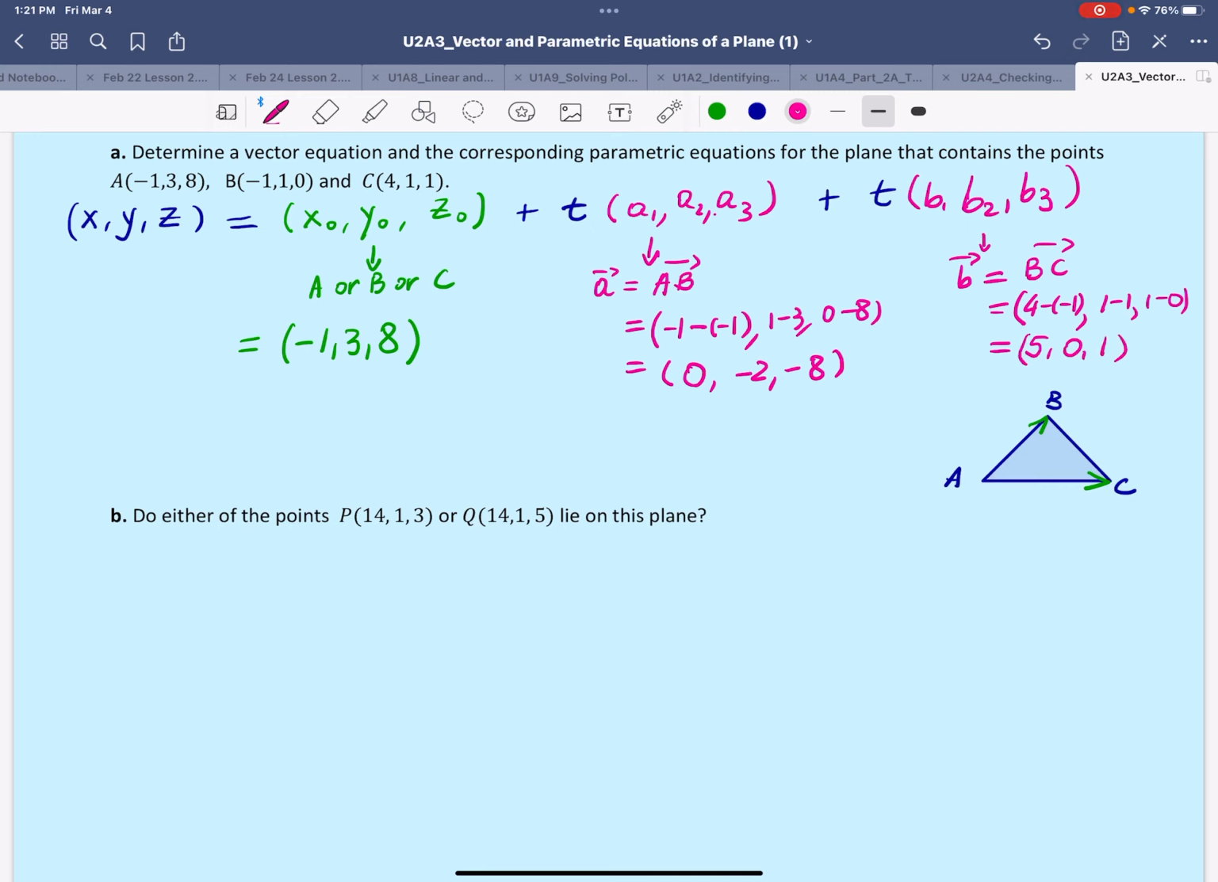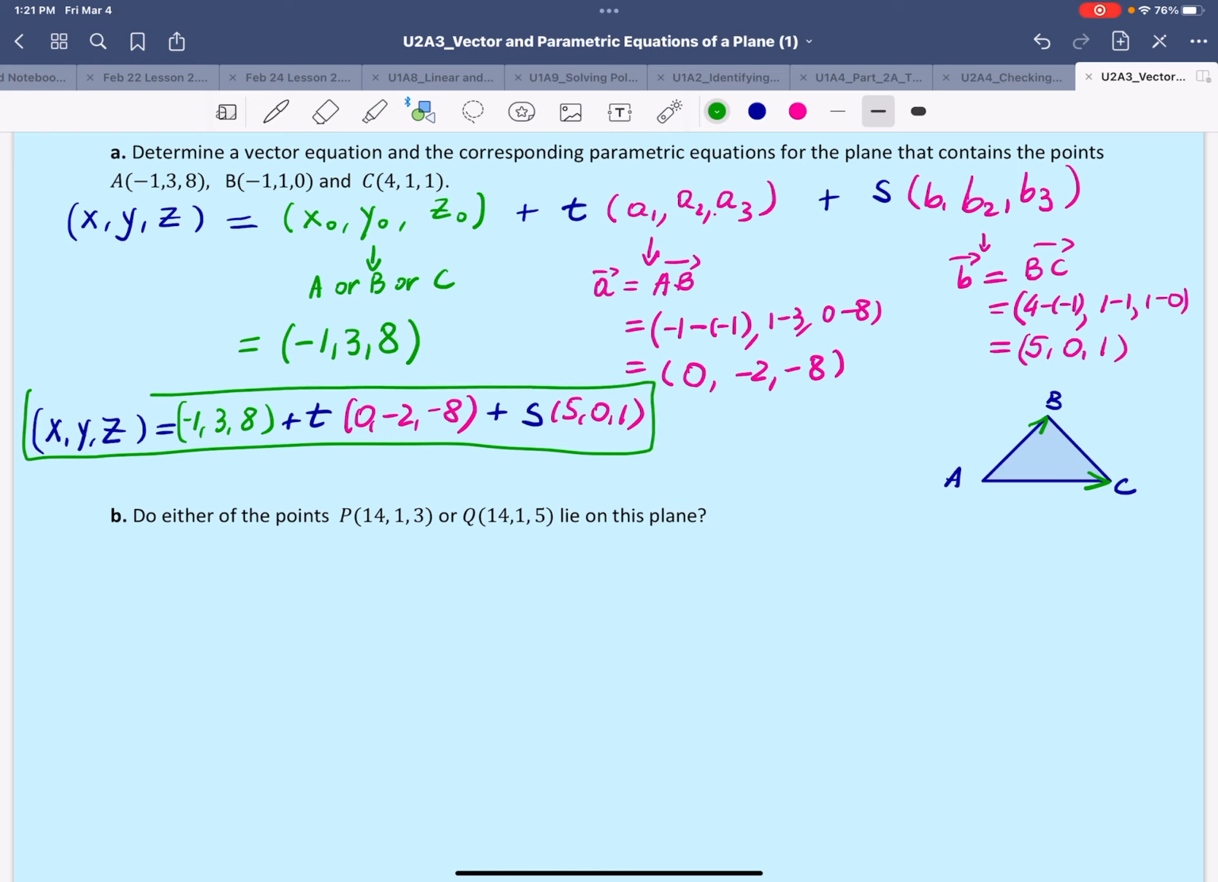Now that we have all the numbers, we can put them in. So we're going to say that x, y, z equals negative 1, 3, 8 plus t times 0, negative 2, negative 8, plus s, they have to be different letters, times 5, 0, 1. Okay, so this is the vector equation.